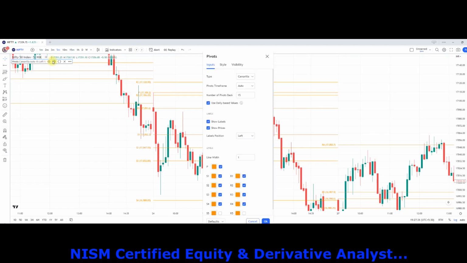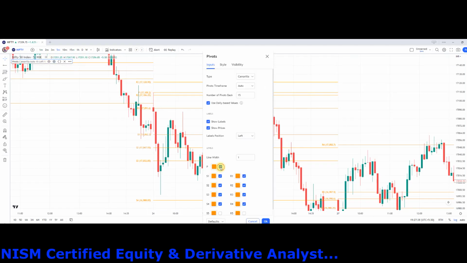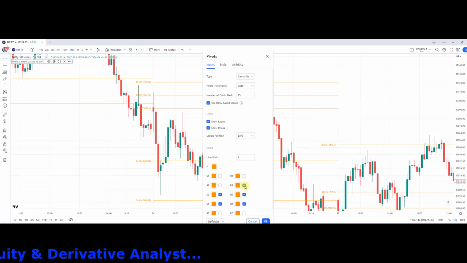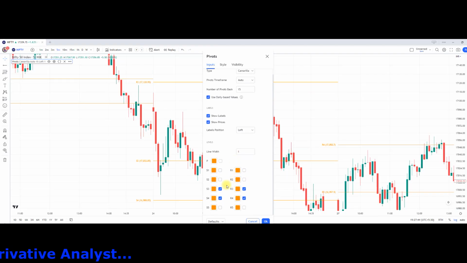So go to the settings and we can uncheck P, S1, S2, R1 and R2. We don't want these. We have to check only S3, S4, R3 and R4. So hope this is clear till now. Okay. Now click on OK.